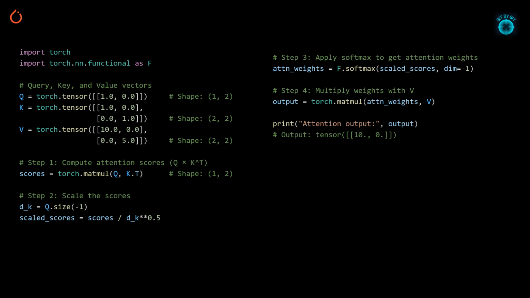After scaling, we apply the softmax function. This converts the scores into attention weights that add up to 1. These weights represent how much attention the model should give to each input position.